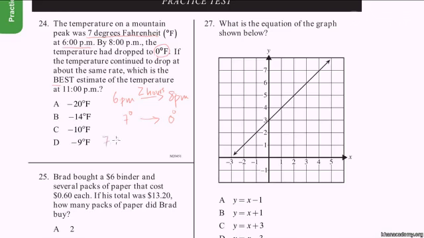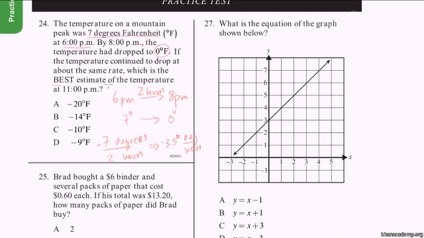Let me write it this way. 7 degrees for every 2 hours. Or you could say minus 7 degrees for every 2 hours. We're dropping. Or that's the same thing as saying we're going minus 3.5 degrees per hour. That's the rate at which it dropped from 6 p.m. to 8 p.m. Minus 3.5 degrees per hour.